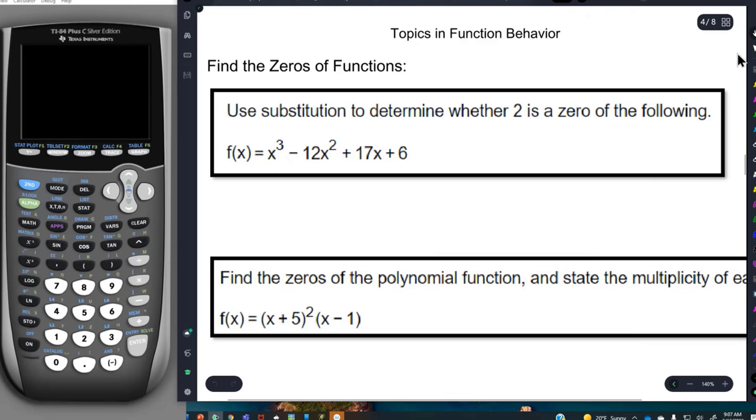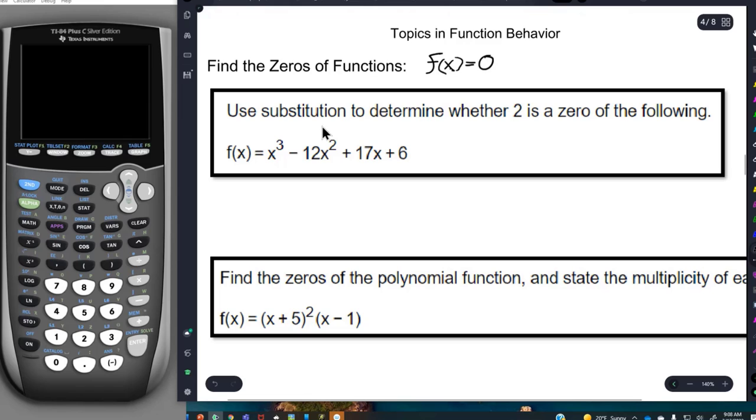Okay, what is a zero? What the heck is a zero? Here's what a zero is. You've got a function, f of x. You don't have to call it f of x, but that's just the normal term. f of x equals zero. The number that makes f of x equal zero is what a zero is.